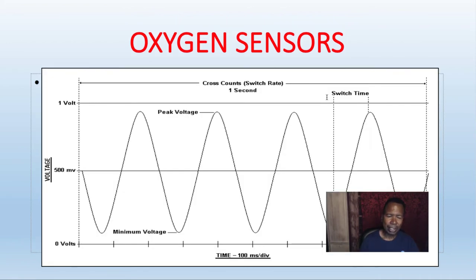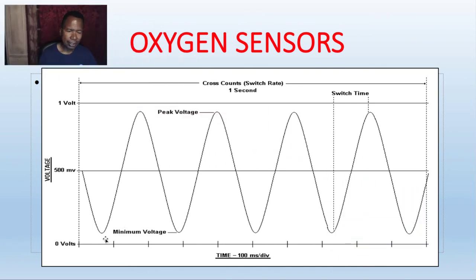And here's a reliable signal. You've got 0 to 1. The voltage on the sensor should be varying between 100 and 900 millivolts. In the older books, they said 200 to 800 millivolts. Now they're saying 100 to 900 millivolts. 450 millivolts is the threshold. Anything above 450 indicates a rich condition. Anything below 450 indicates a lean condition.